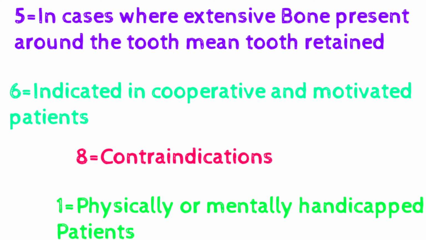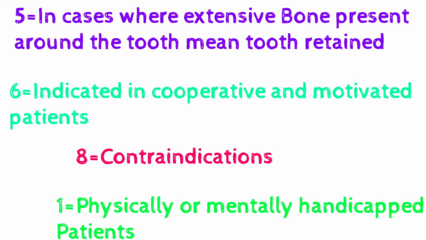Third, if there is less inter-arch space between the maxillary and mandibular arch, again overdenture is contraindicated. Next is severe tissue undercut. If severe tissue undercut is present, insertion and removal of the denture will be difficult. Number 5, in class 3 tooth mobility, overdenture is contraindicated.